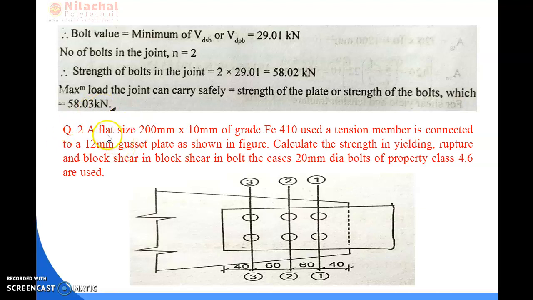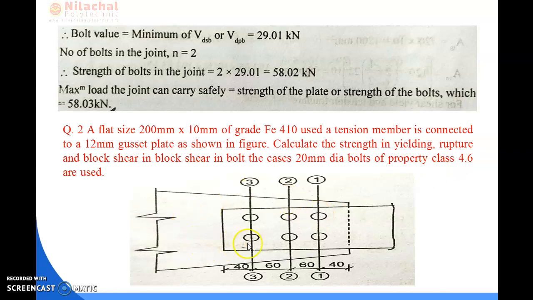So here is your question: a flat of size 200 mm into 10 mm of grade Fe410, used as a tension member, is connected to a 12 mm gusset plate as shown in the figure. Calculate the strength in yielding, rupture and block shear, and the bolt is given as 20 mm dia which is of property class 4.6.